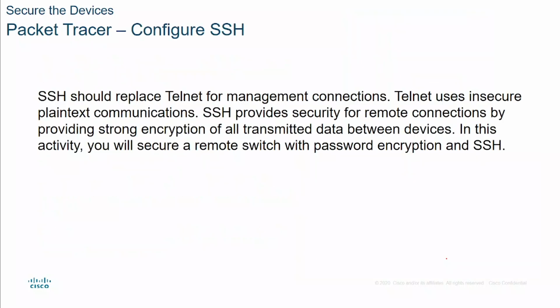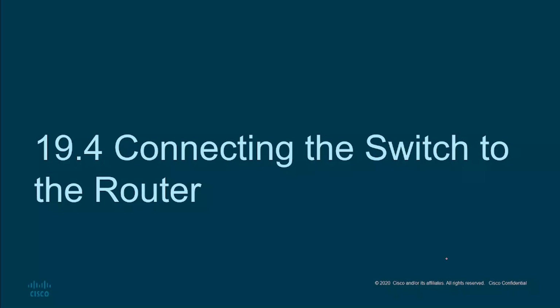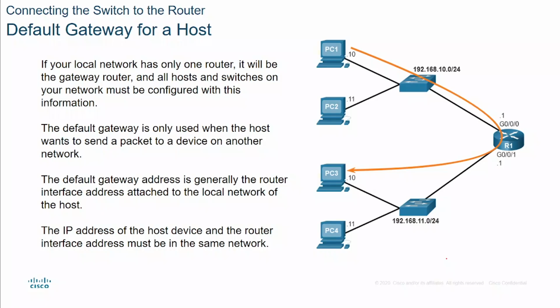There's a Packet Tracer lab attached to this. Now connecting the switch to the router, by then you should have set up the default gateway for the host. If your local network has only one router, it will be the gateway router, and all hosts and switches on your network must be configured with this information.